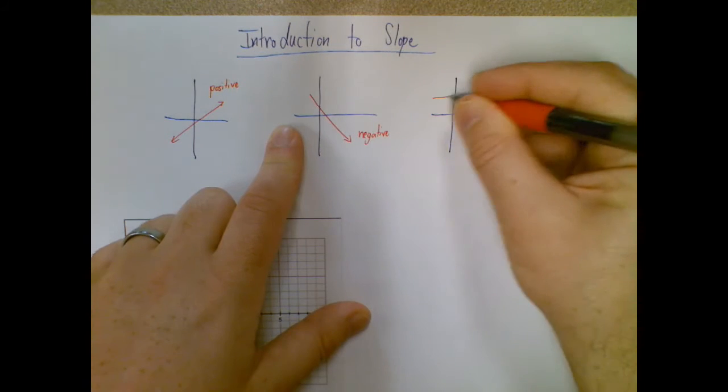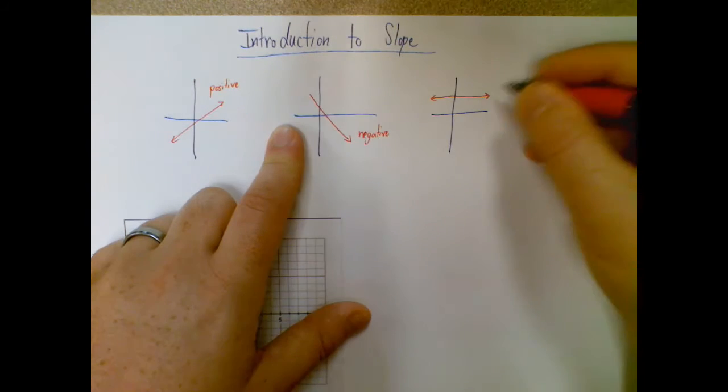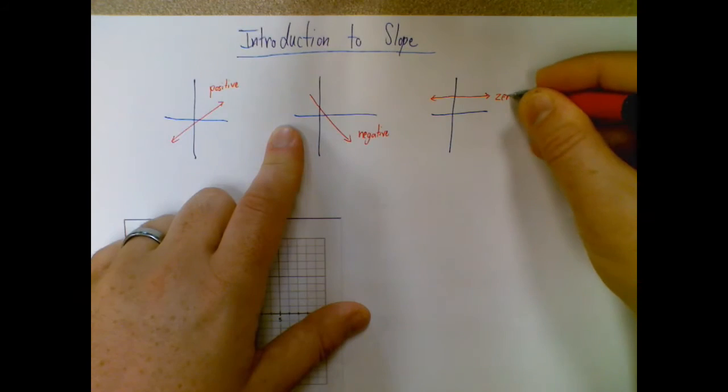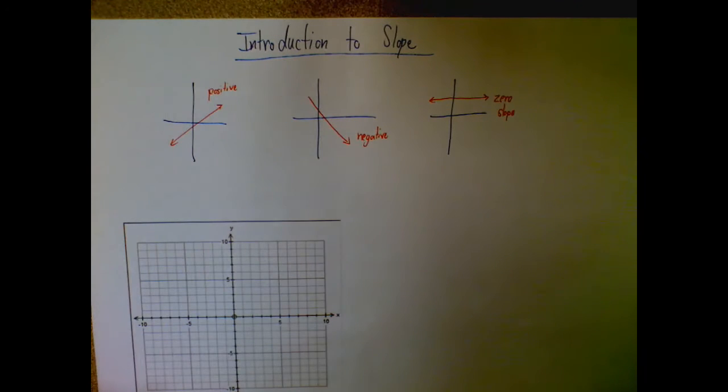And if I have something like this, this would be zero slope, okay, because it's not going up or down. But we're going to talk more about zero slope later, but just so you know kind of what we're looking at there.